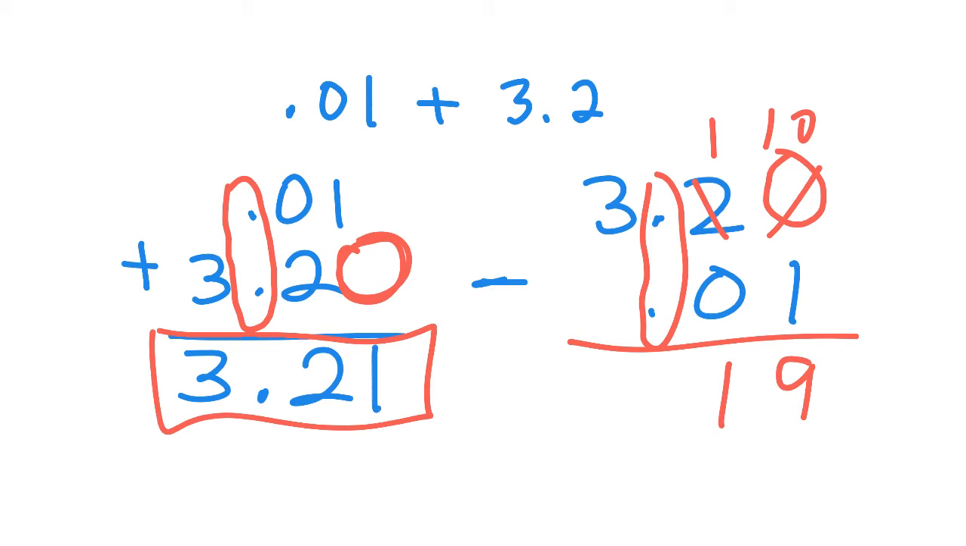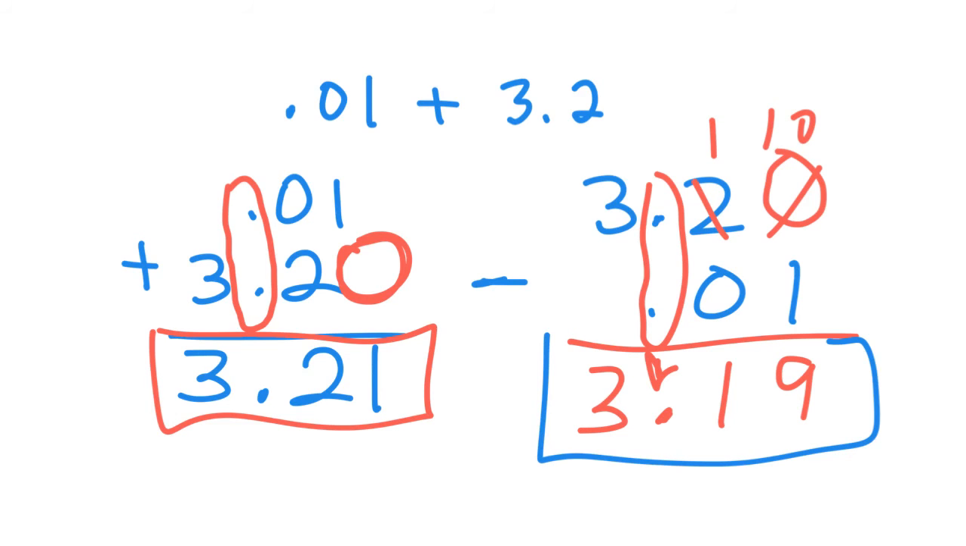1 minus 0 is 1. Here comes our decimal. We're going to bring it down. And then we got our 3 minus nothing there is 3. So 3.20 minus 0.01 is 3.19. So that's how we add and subtract decimals. You line the decimals up. Let's go ahead and divide or multiply.